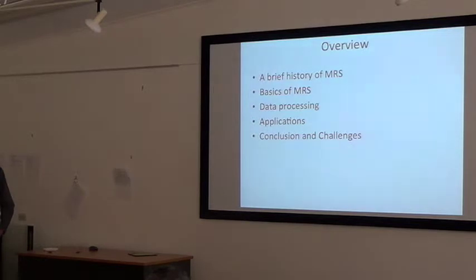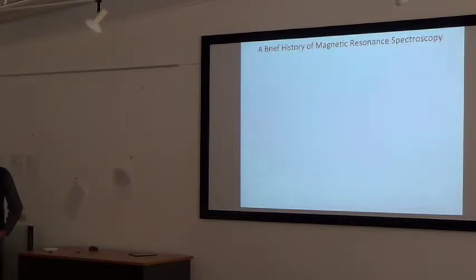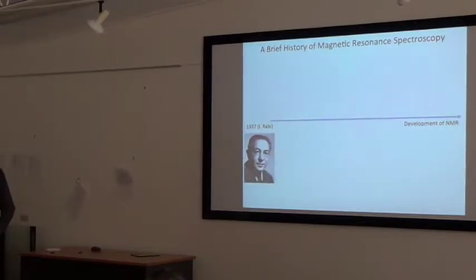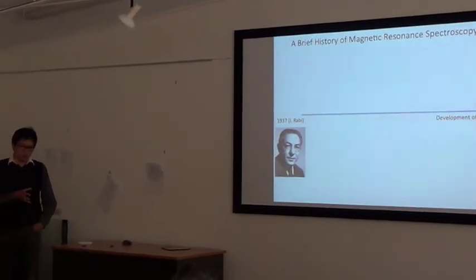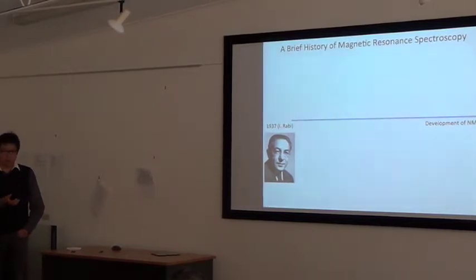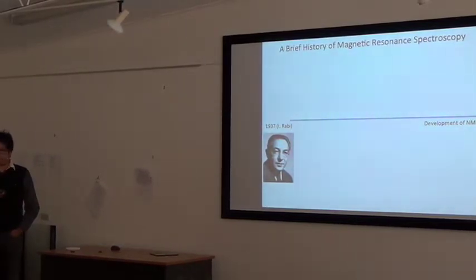So I'm going to start with a brief history of the spectroscopy and then some basics, followed by the data, how to process the data and application, etc., and wrap up. So it's a brief history about this magnetic resonance spectroscopy, MRS. MRS is like one of the families of all the other MR technologies, which is originally from the NMR concepts, which is the first. The star was labeled by Professor Rabi, who first observed the magnetic resonance phenomenon.